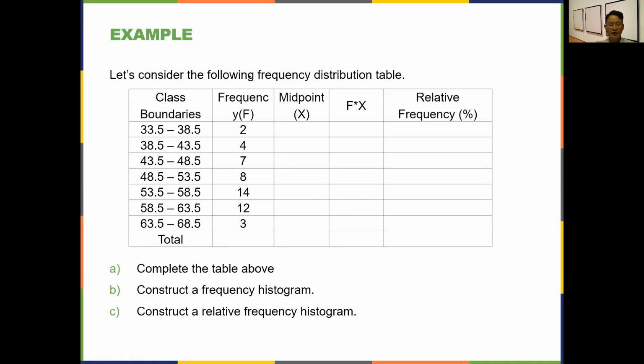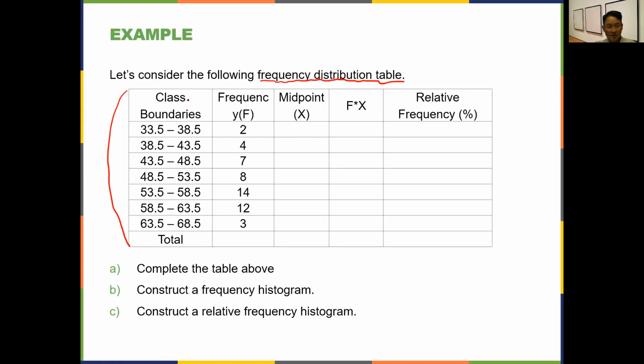Let's say you have this frequency distribution table. Now, let's say we have to complete this table. Now, anything that looks like this table form is called what? It's a frequency distribution table. Sometimes they say frequency table, sometimes they say frequency distribution table, right? Doesn't really matter.